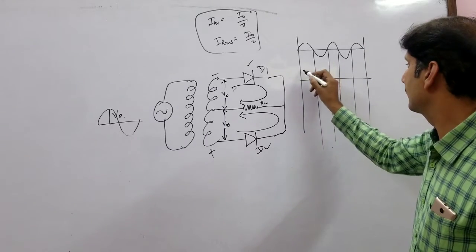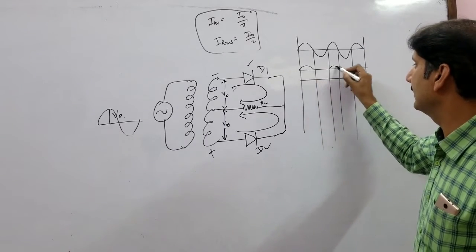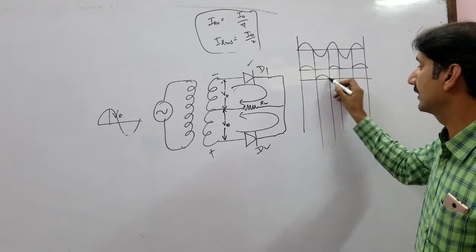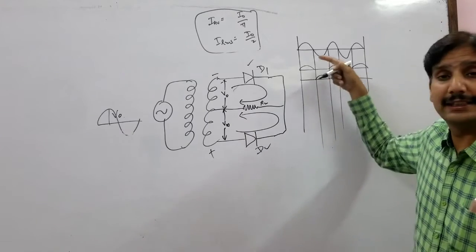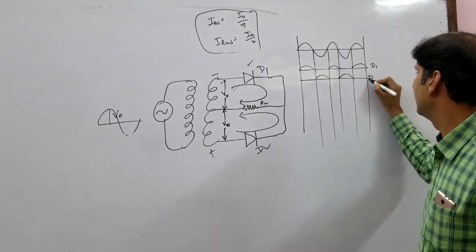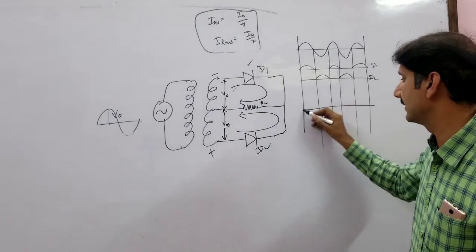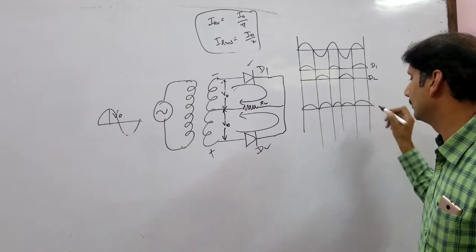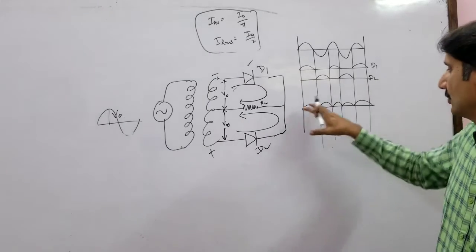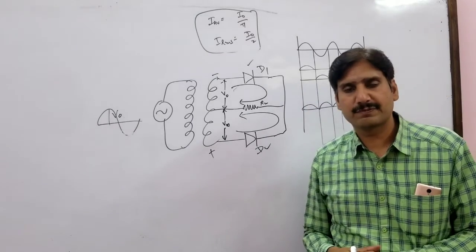So what happens? When D1 is conducting, D2 is not conducting. When D2 is conducting, D1 is not conducting. But finally, through the load resistance, either D1 or D2 is sending current to the load resistance. So this is the full wave rectification.